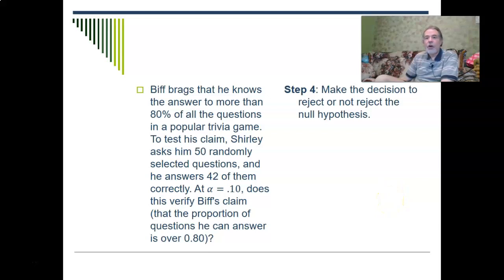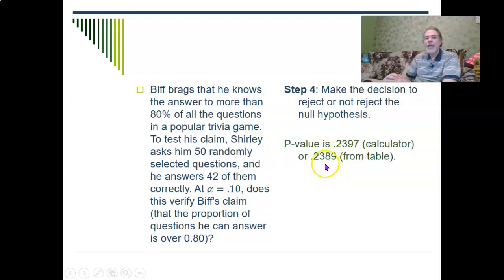Now, step 4, make the decision to reject or not reject the null hypothesis. From here on out, this works exactly like the hypothesis testing problems we were doing before. We've got our p-value, we compare it to the level of significance, the alpha. The p-value turned out to be, well, the calculator gave us 0.2397. If we used the table, we got 0.2389. It wasn't quite exactly the same because we got a little bit of round off error when we were using the table, but pretty close.